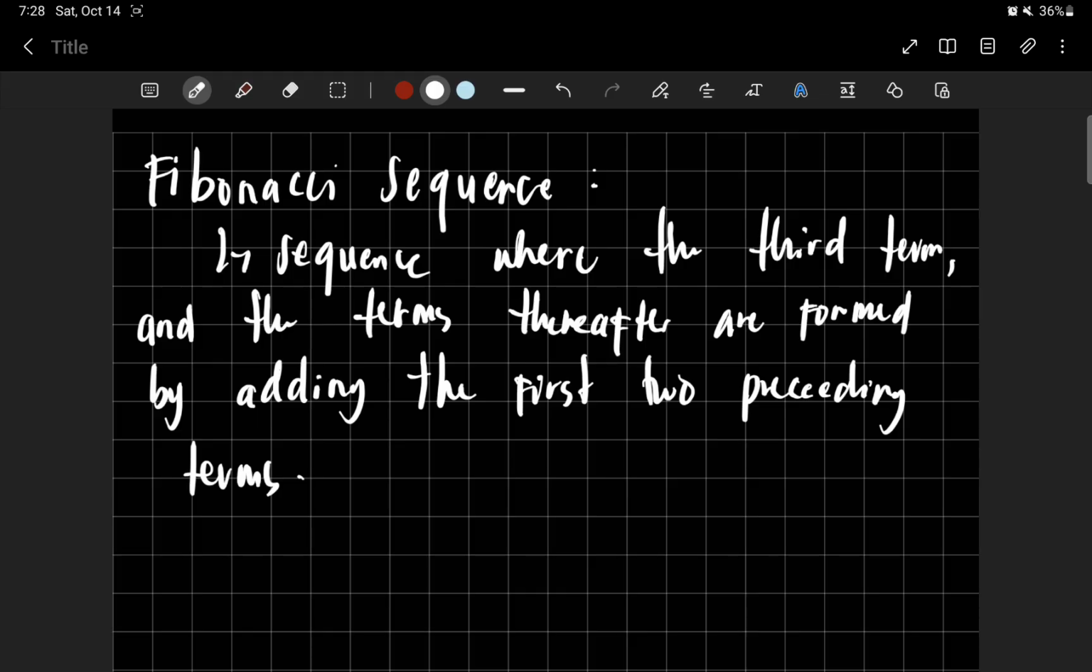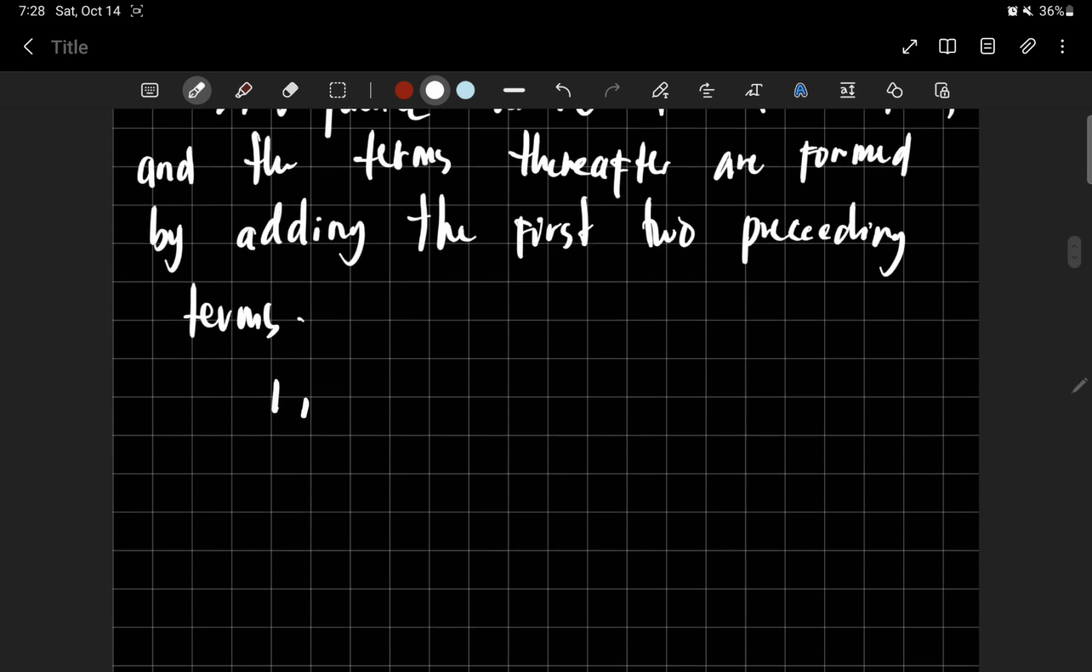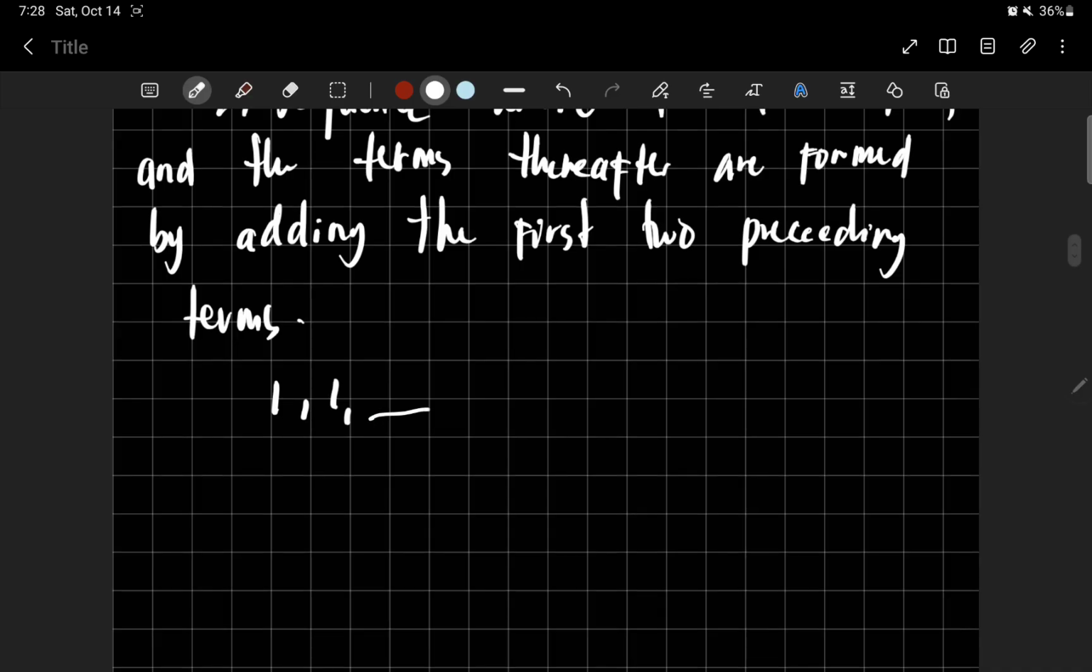So Fibonacci sequence are the sequence where the third term and the terms thereafter are formed by adding the first two preceding terms. So ibig sabihin, nakukuha daw natin yung pangatlong term by adding the first two terms, yung naunang dalawa. So if we have here a sequence of 1, 1, para makuha mo yung pangatlong term, you just have to add 1 and 1, which is 2.